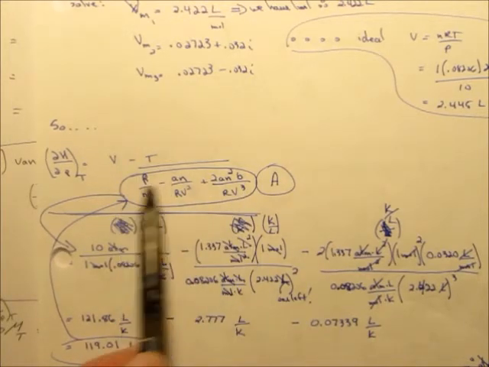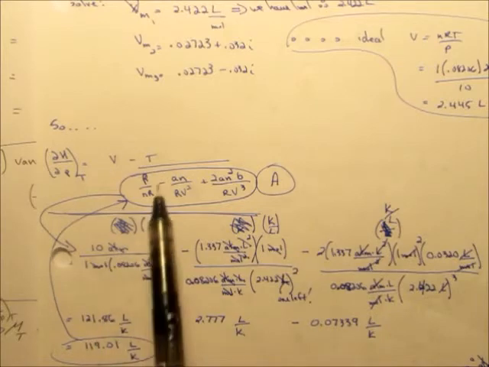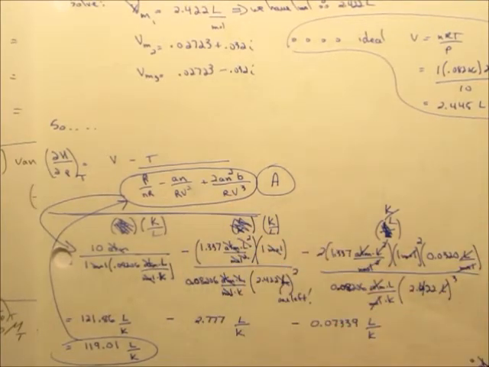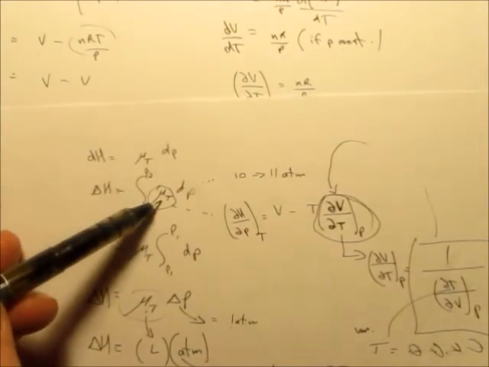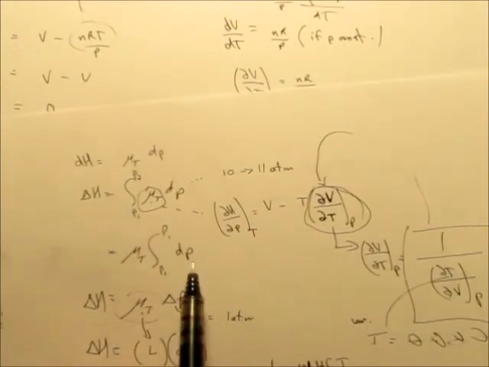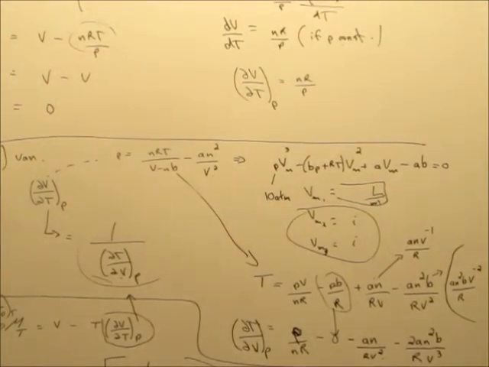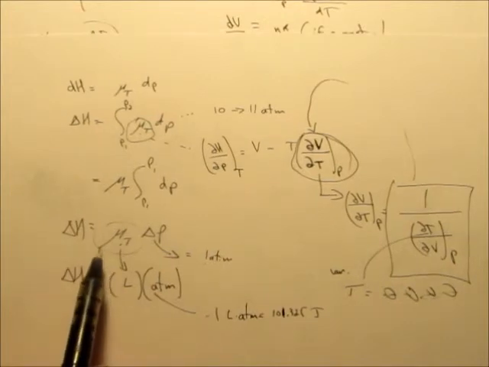So for this denominator mass, I came up with 119.01 liters per Kelvin, as you would need it to be. Then you could take that number, put it right here, temperature divided by that number, subtract it off of V. You will get the quantity we were looking for, which we called mu, and it will be multiplied by delta P. So that right here is essentially how you get your final answer.